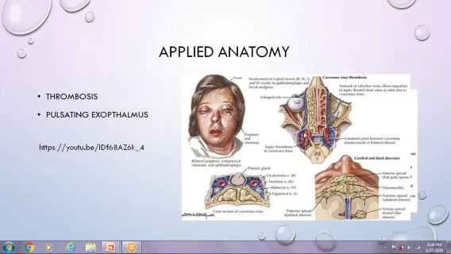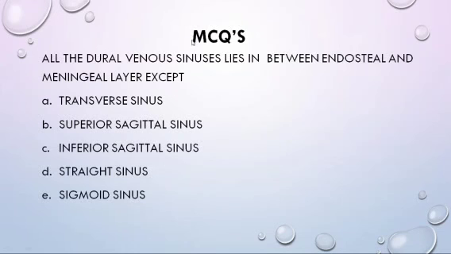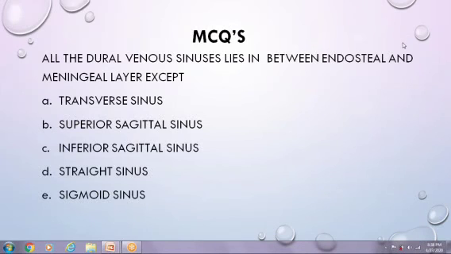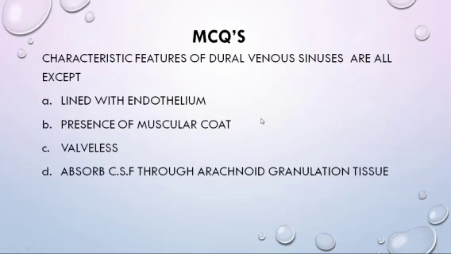Okay, so this is the last slide. These are the MCQs. Will you answer for this? Option C and D. Right sinus and inferior. Okay, so all the dural sinuses lie in between the meningeal layers except inferior sagittal sinus and straight sinus. Okay. Will you answer this next question?